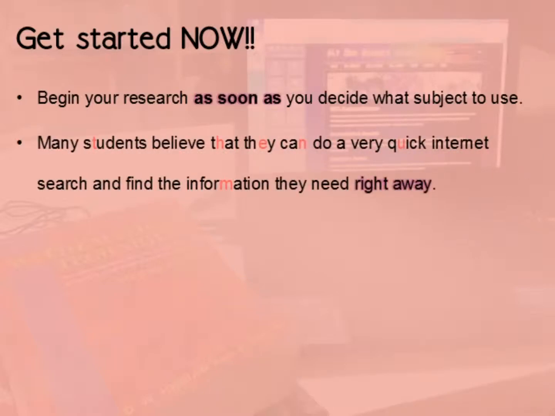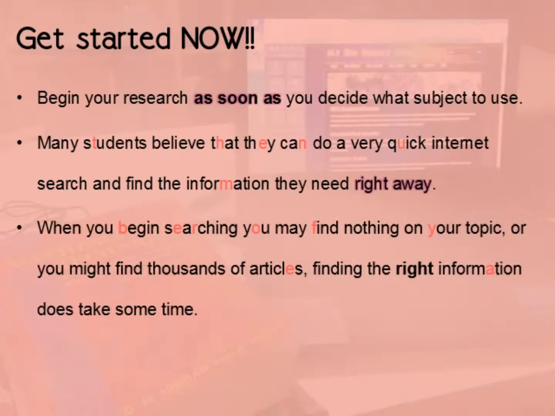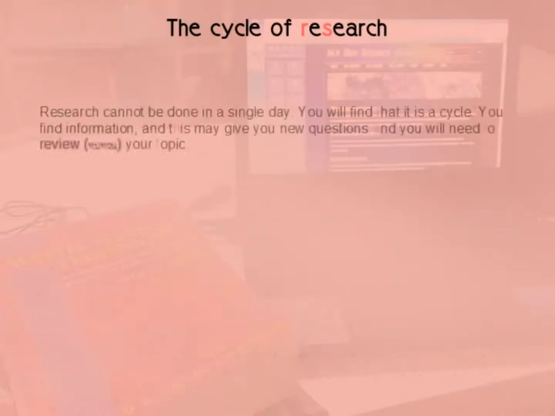Many students think that they can just do a quick internet search and everything they need will be there. They can find it right away. But this is not always true. Sometimes it is, but often it's not. When you begin searching, you might find nothing on your topic, but you might also find thousands of articles, and how do you know which is the right one? Finding the right information does take some time.